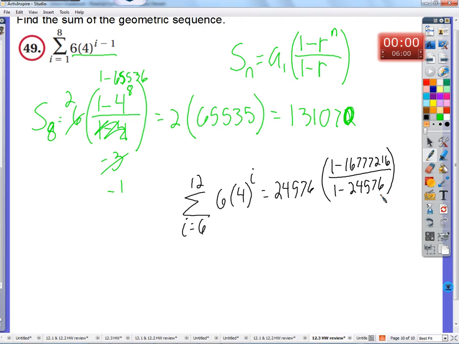James, did I do the math? No, that can't be right. One of these is not right. It can't be the same thing. This is the first term. Yeah. That would be 4 to the 6th times 6. This would just be 4 to the 6th. Oh. So which one is it? 4,096. 4,096? Yeah. I had that on my calculator, yes.